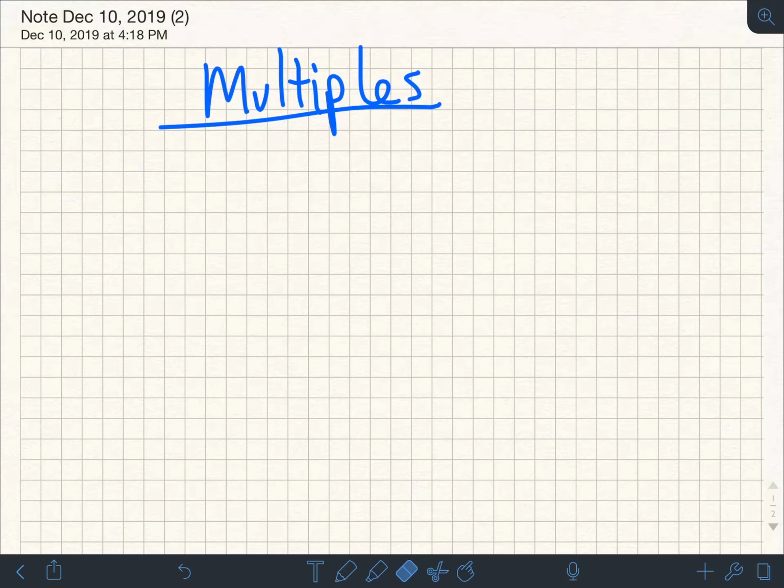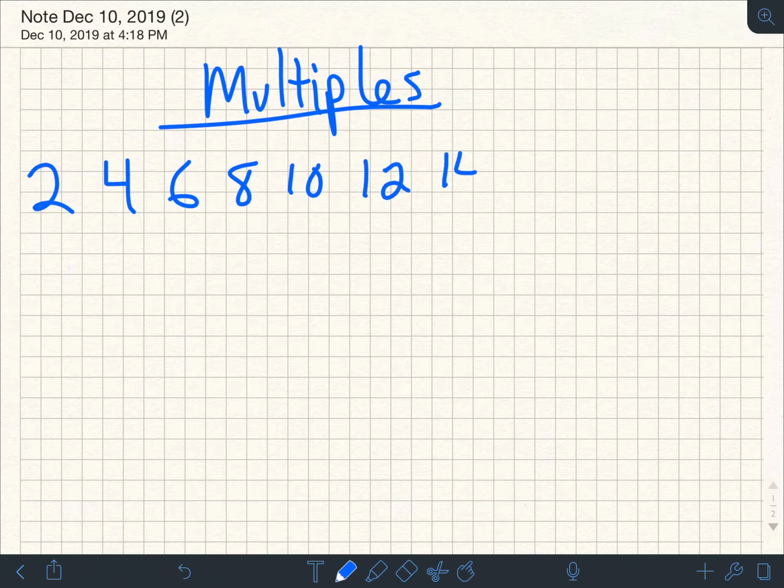In today's lesson, we learned about multiples of other numbers, and multiples are really simple. So, multiples of 2. Multiples of 2 would be 2, 4, 6, 8, 10, 12, 14, 16, and so on and so forth, as high as you can count.